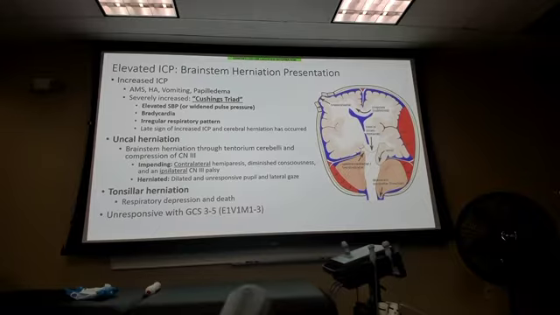So in the brainstem herniation presentation, we have the Cushing's triad. You're going to have elevated blood pressure, or at least a widened pulse pressure, bradycardia, and an irregular respiratory pattern.